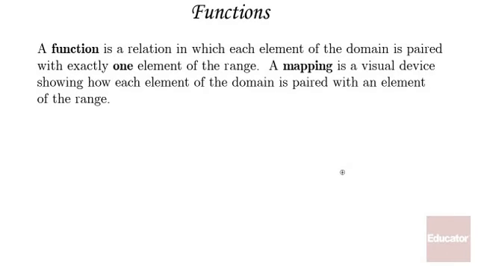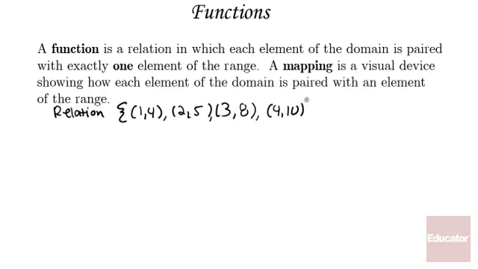Okay, functions are a certain type of relation. So all functions are relations, but not all relations are functions. A function is a relation in which each element of the domain is paired with exactly one element of the range. For example, consider the relation shown: 1, 4, 2, 5, 3, 8, 4, 10. So each member of the domain is paired or corresponds to exactly one element of the range.